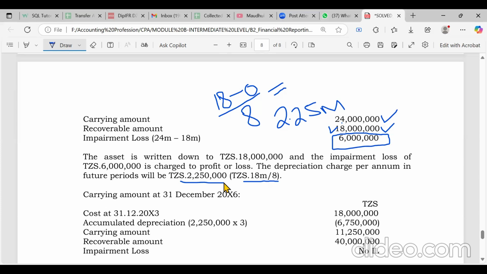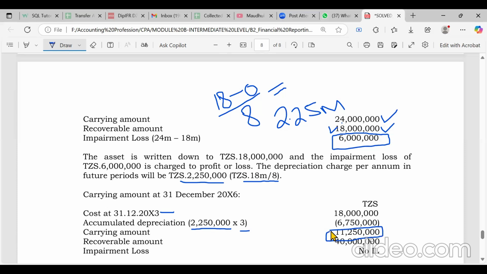How many years now? Remember, we are on the 5th December 2023. This is the point we are on. So we need to move from this point 3 years later. Our accumulated depreciation should be this depreciation per year, which was computed, times 3 years, which would give us 6.75 million. If we deduct it, we come up with a carrying amount of 11.25 million.